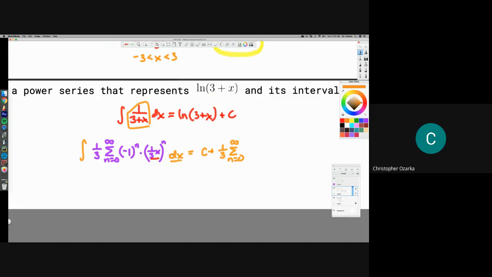Everything else is a constant, including this -1. This -1 is a constant. It's always going to be flip-flopping -1. It's not changing because of the antiderivative. The only antiderivative we have to do is this thing right here.